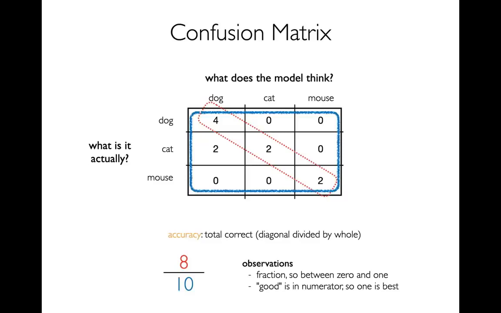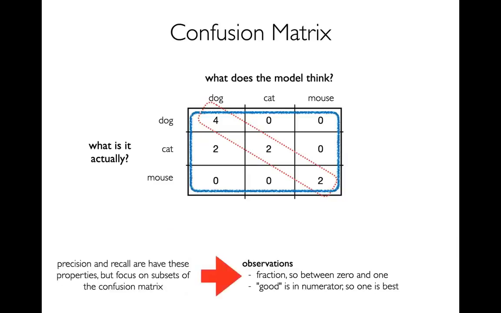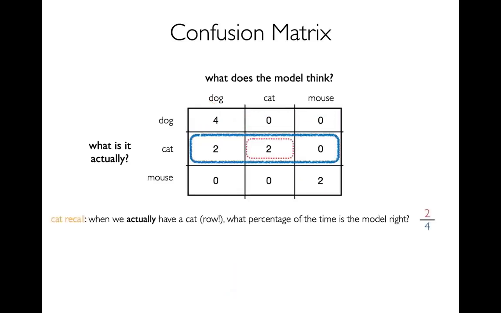And some observations here is that this number is a fraction of a subset over a larger amount. It's always going to be between 0 and 1. And the good number is always in the numerator for accuracy, so 1 is the best possible number. Precision and recall have those same properties, but they're going to use different subsets of the matrix. We aren't going to be taking the whole diagonal divided by the whole matrix.